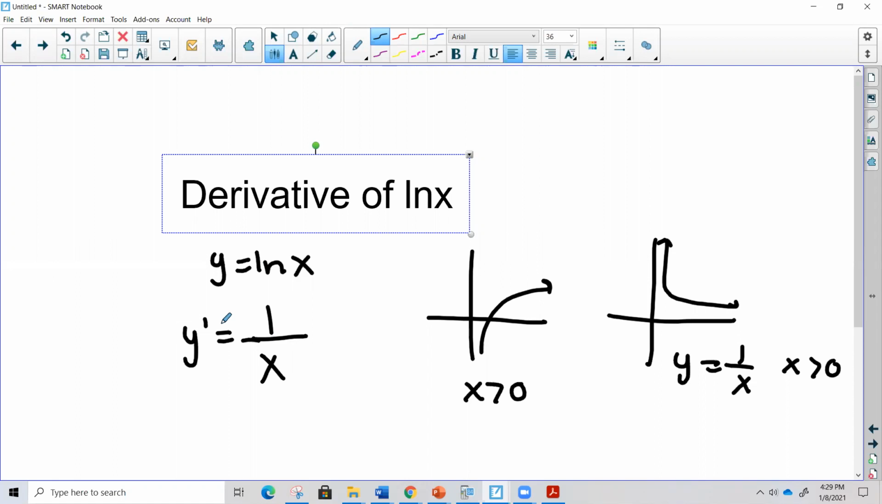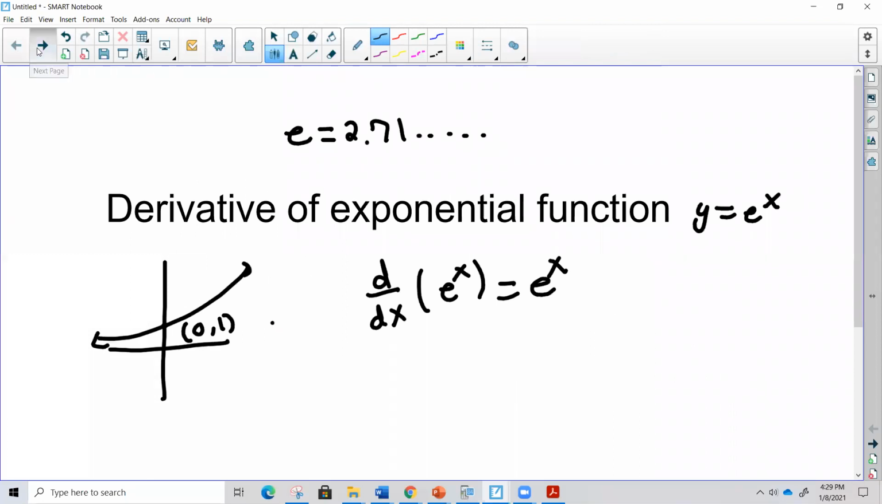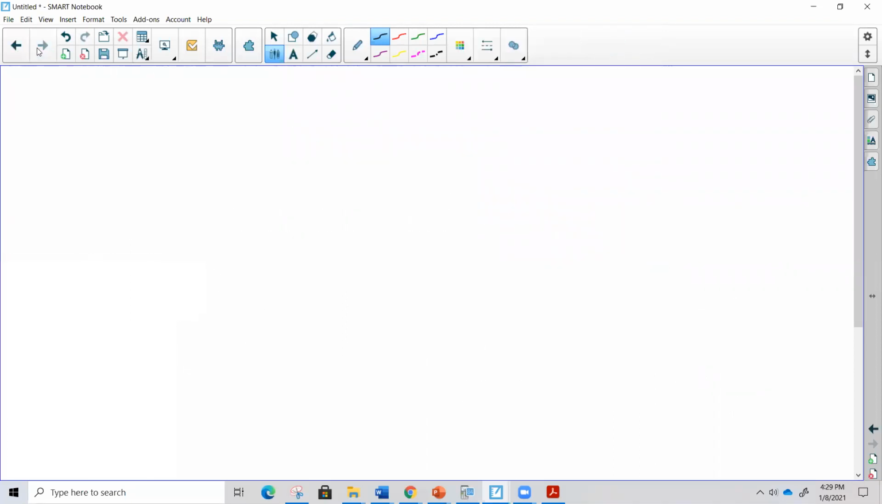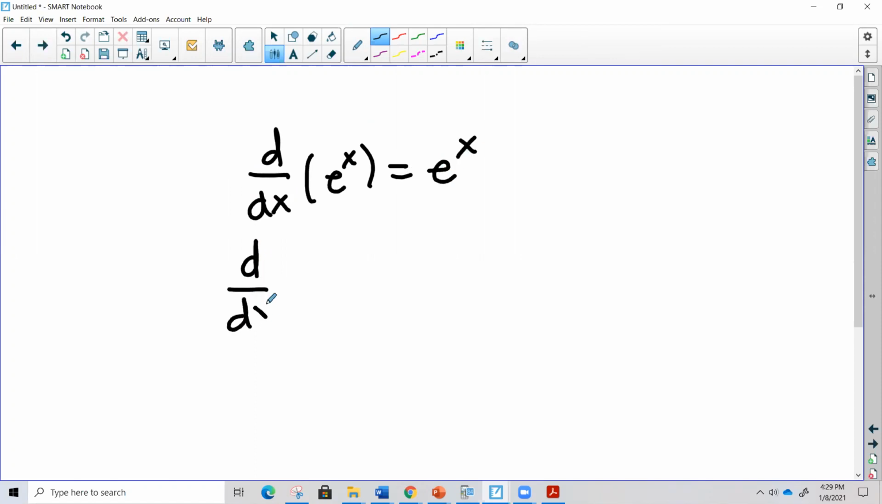So these are two new derivatives, kind of special cases. The derivative of ln of x is 1 over x, and the derivative of e to the x is e to the x. So those are the two new special derivatives. Again, just to reiterate, the derivative of e to the x is itself, e to the x. And then the derivative of the function ln of x is 1 over x. And again, the domain for these is always just x greater than 0.